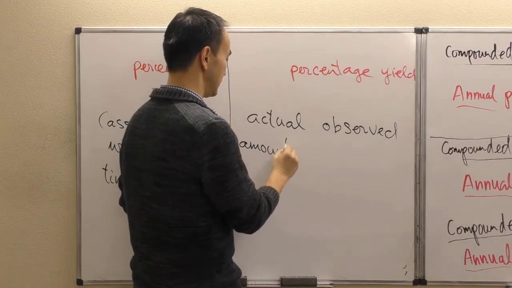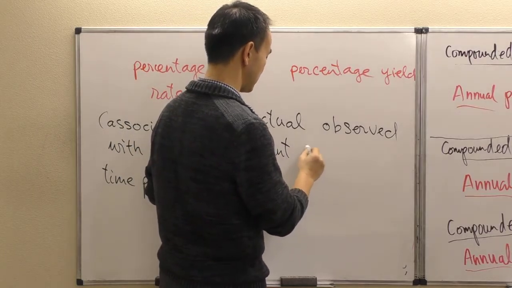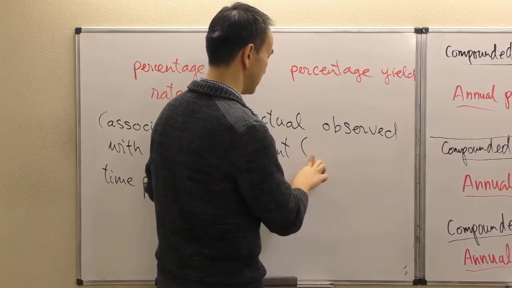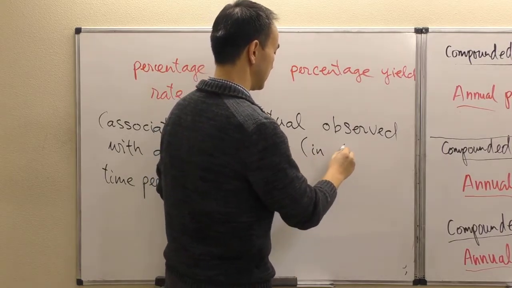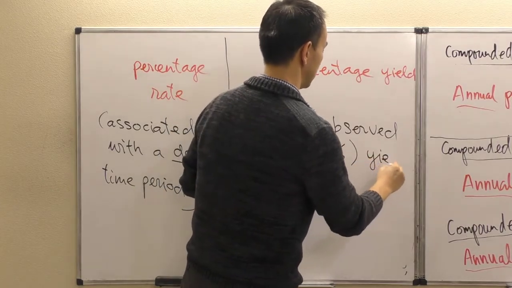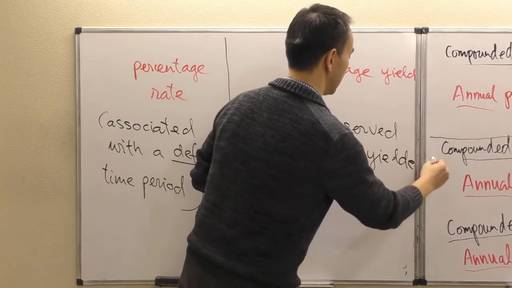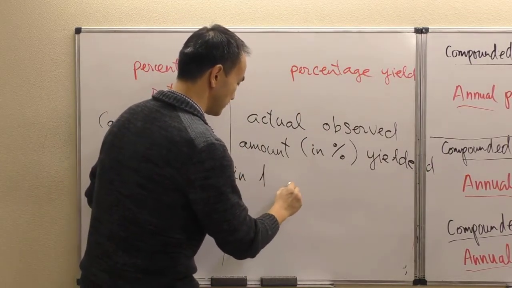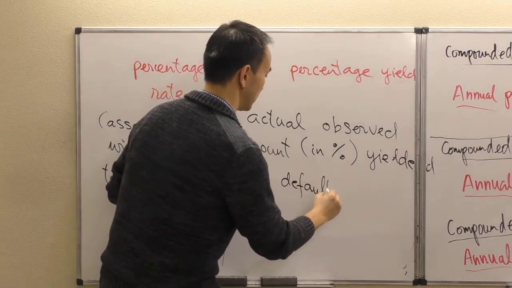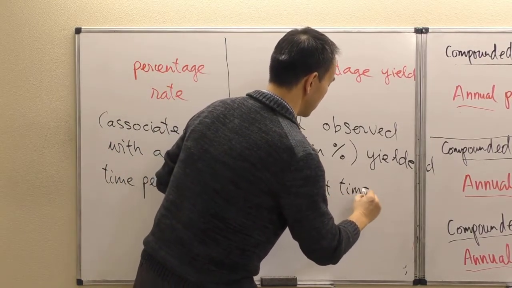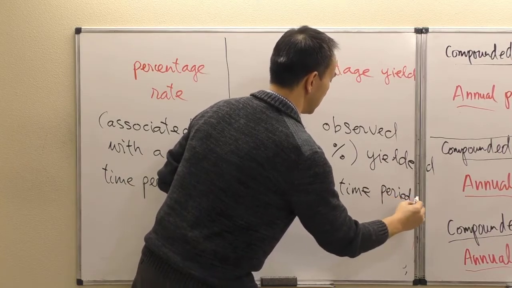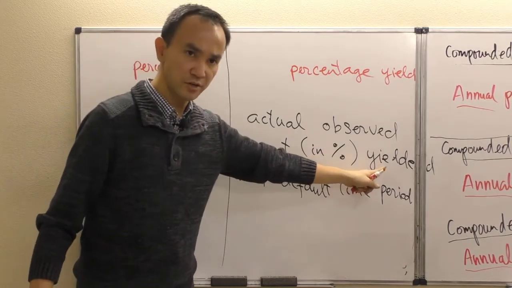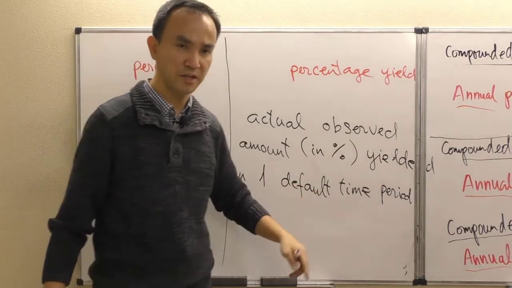So the percentage yield is really the actual observed amount, written in percentage, that's yielded in one default time period. That's how I see it. The actual observed amount that's yielded in one default time period.